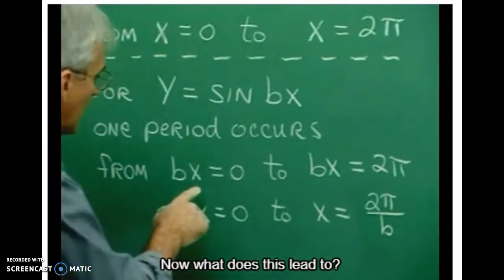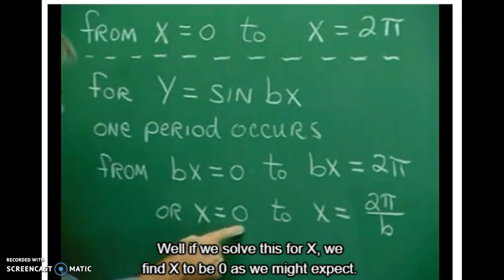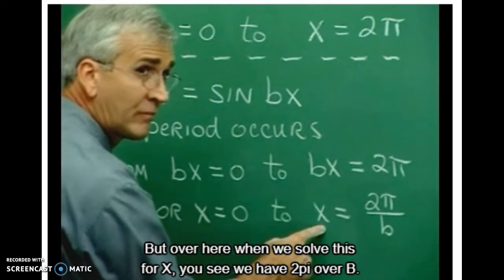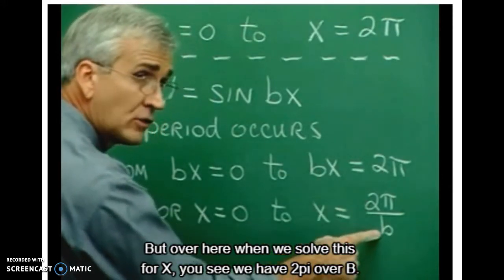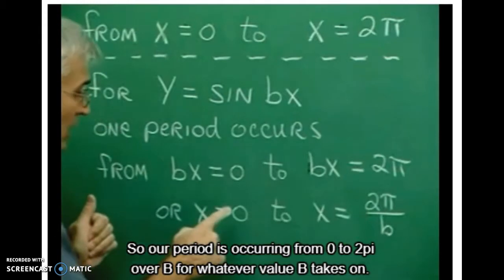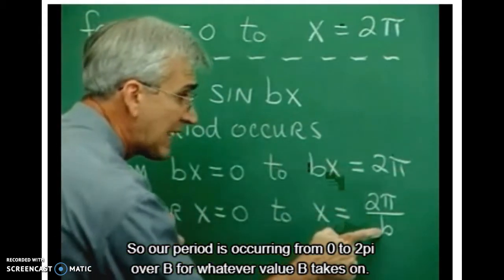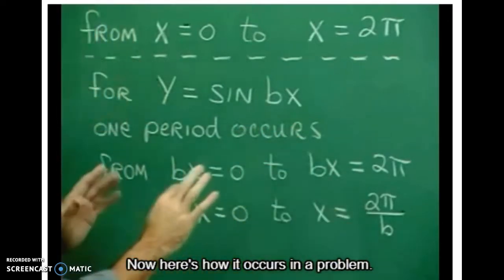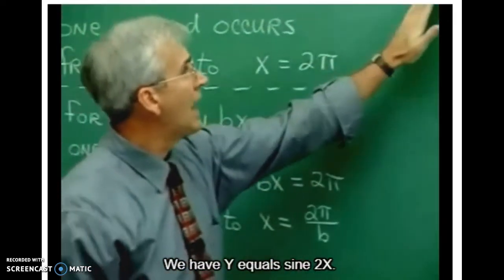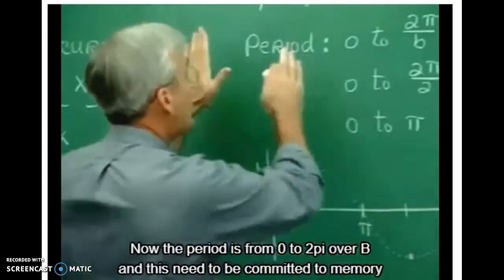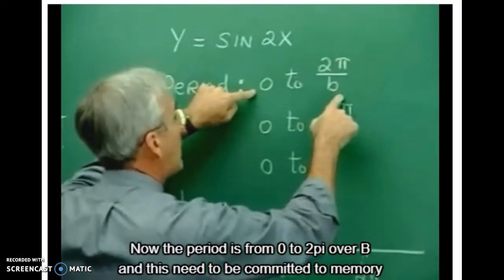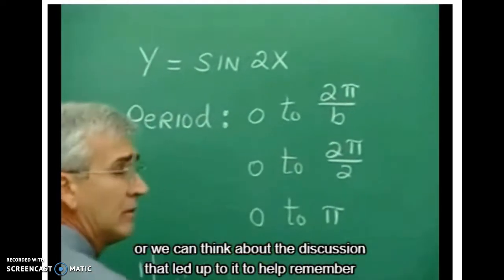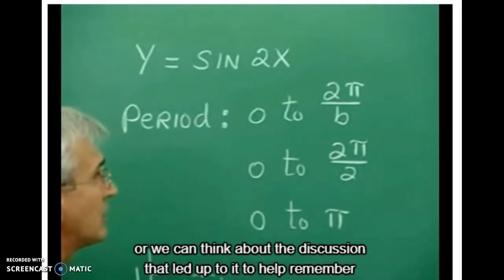Now, what does this lead to? Well, if we solve this for x, we find x to be 0, as we might expect. But over here, when we solve this for x, you see we have 2 pi over b. So our period is occurring from 0 to 2 pi over b for whatever value b takes on. Now, here's how it occurs in a problem. We have y equals sine 2x. Now, the period is from 0 to 2 pi over b, and this needs to be committed to memory. Or we can think about the discussion that led up to it to help remember it.